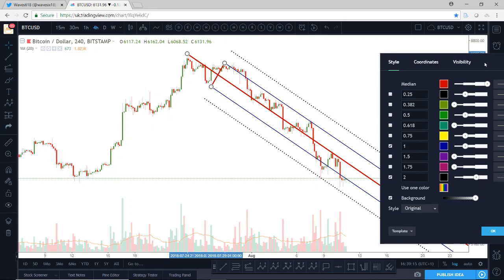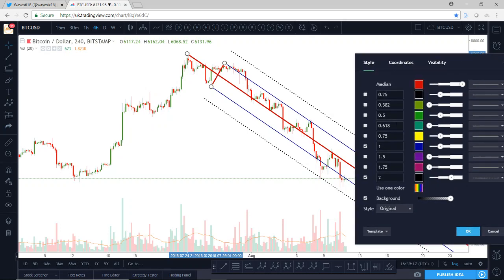So if you create your pitchfork and you go to settings, all you need is the 1 line to be on there. So that's your 1 line. Essentially it's like 1 standard deviation away from this median line here. You'll get it plotted equal distance from the median line on both sides. And then the 2 is 2 standard deviations away from the median line.